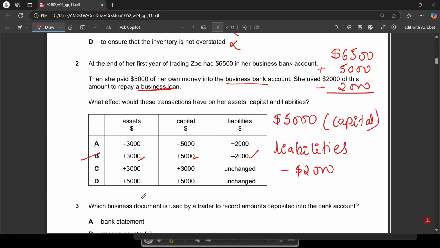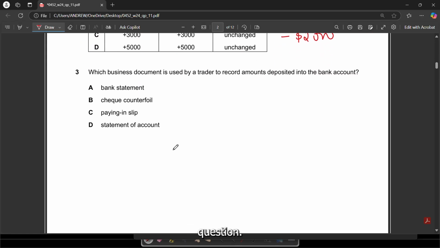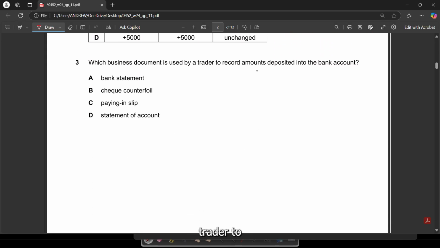All right. Let's now move ahead with the next question: which business document is used by a trader to record amounts deposited into the business bank account? Again, this question is related to business documents. So we are on the second section. Again, an easy question. Business documents, you all should know what they are. One of the business documents is used to record the amounts which are deposited in the bank account. A bank statement is not a business document, so this is eliminated.